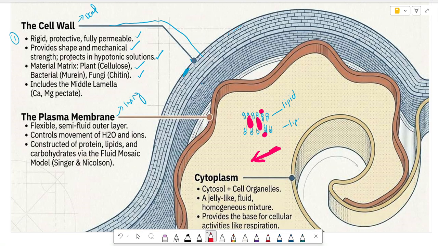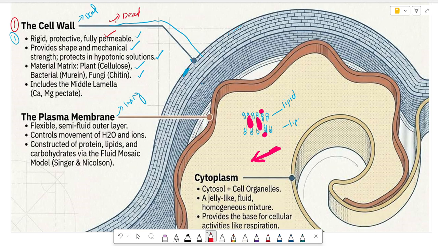Now in this slide, you can see the three cell organelles. Cell organelle number one is the cell wall. It is the outermost layer. It is a rigid layer, rigid meaning stiff. It is fully permeable in nature and it gives the shape. It is dead in nature. Initially, whenever it is newly formed, it is living only. Later, gradually it becomes dead.